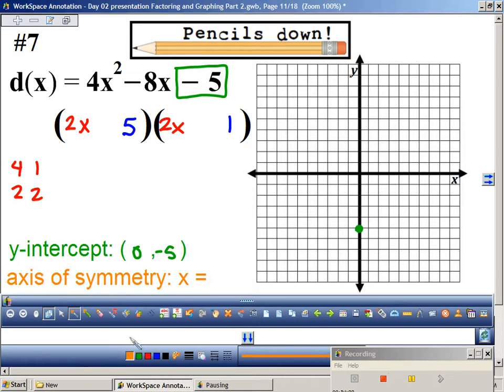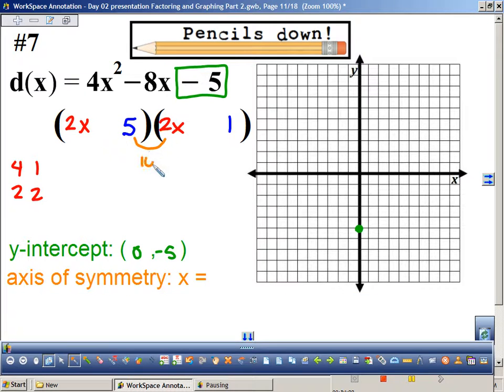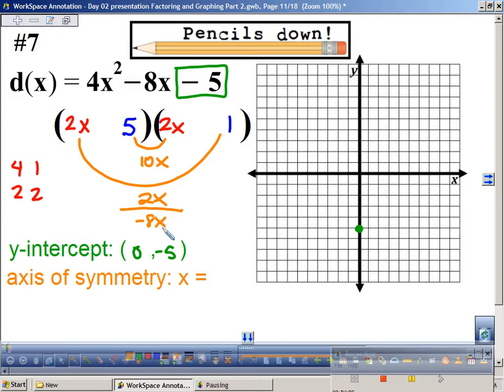I think I found something. If I have a 10x and I have a 2x, can I make them negative 8x? If I make the 10x negative, I could. So let's make the 10x negative. Where did the 10x come from? Right here. So that means if this is positive, then this one must be negative. And if this one's positive and that one's positive, that makes this one positive.